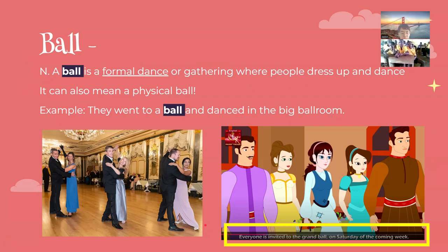So the picture on the left here is an example of a ball. There are people dancing and dressed up nicely to come to the ball. And on the right is where the word is used in the story. You can see at the bottom here on the subtitles, everyone is invited to the grand ball on Saturday of the coming week. So everyone was invited to this dance party.